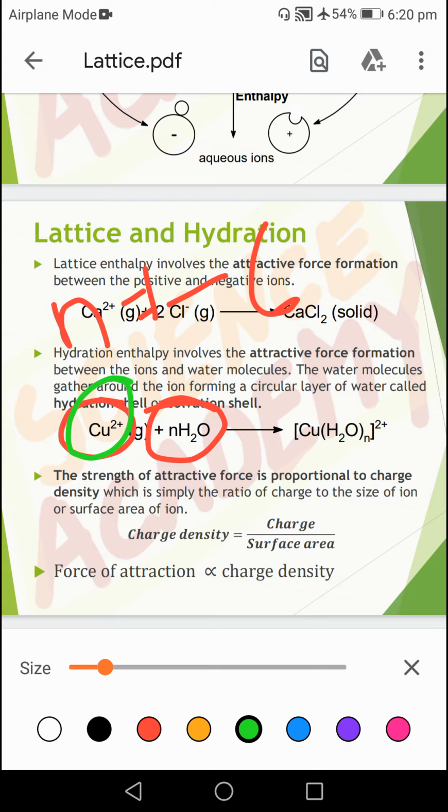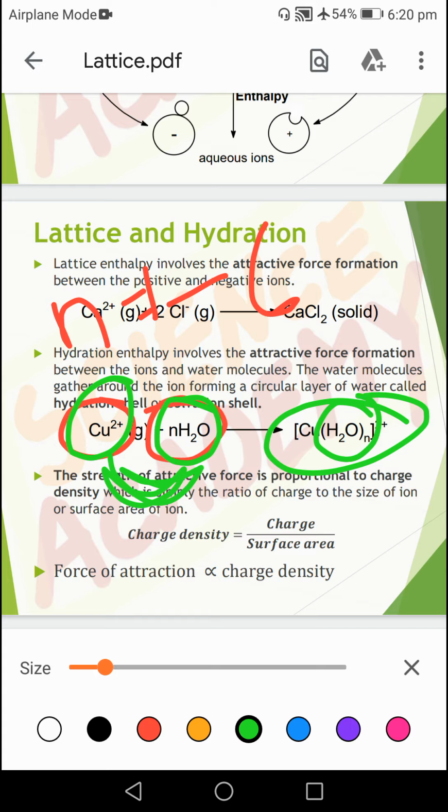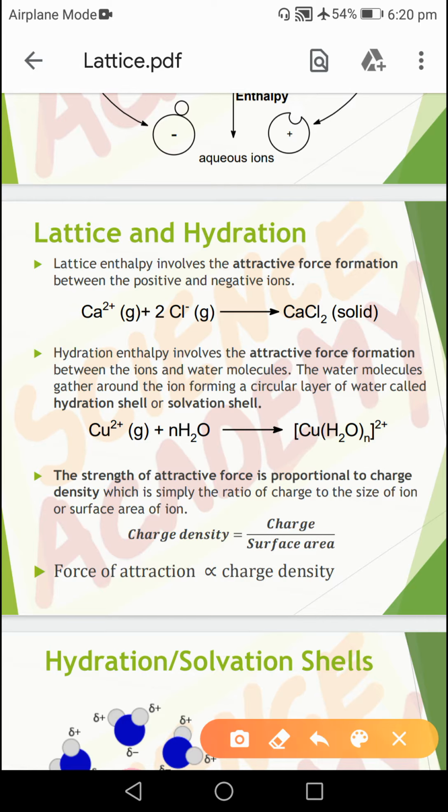This means that the copper ion and the water molecules are separated, but when they get together, n number of water molecules gather around copper, forming what we write as Cu(H2O)n 2+. So when water molecules gather around copper ions, forming the hydrated copper ion, the amount of energy lost, because the attractive force is formed between the ion and the water molecule, will be called the hydration enthalpy or hydration energy.